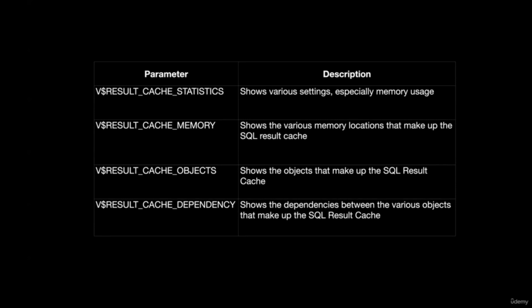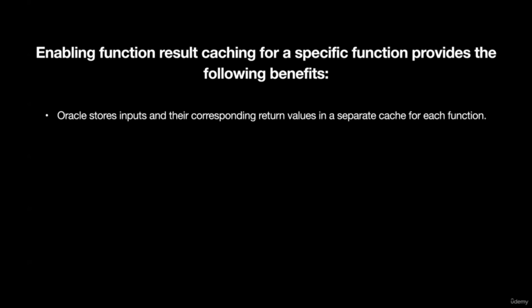PL/SQL function result cache. Let's talk about it. Starting with Oracle Database 11g, it became possible to cache the result of PL/SQL functions. Enabling function result caching for a specific function provides the following benefits. Oracle stores inputs and their corresponding return values in a separate cache for each function. The cache is shared by all sessions connected to the database instance. It is not duplicated for each session.